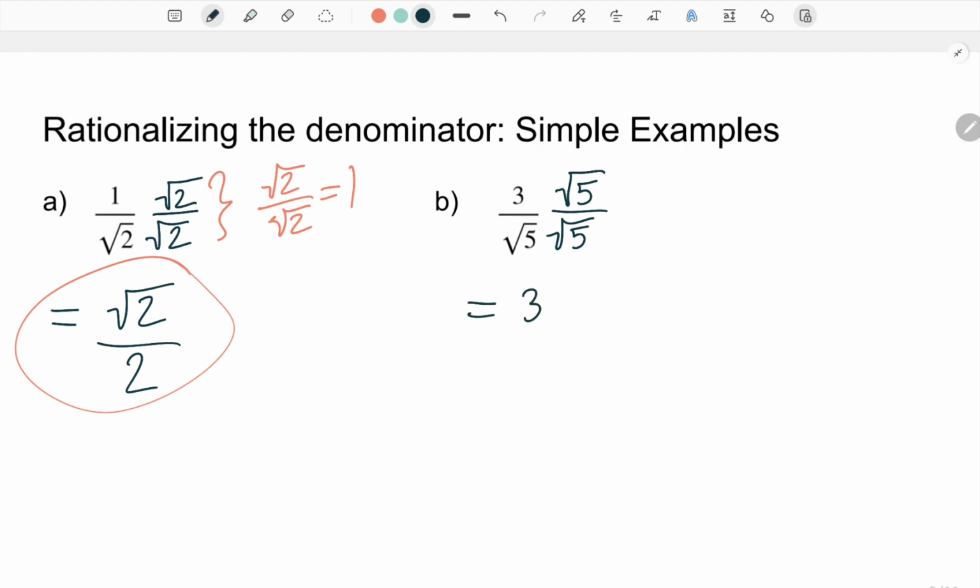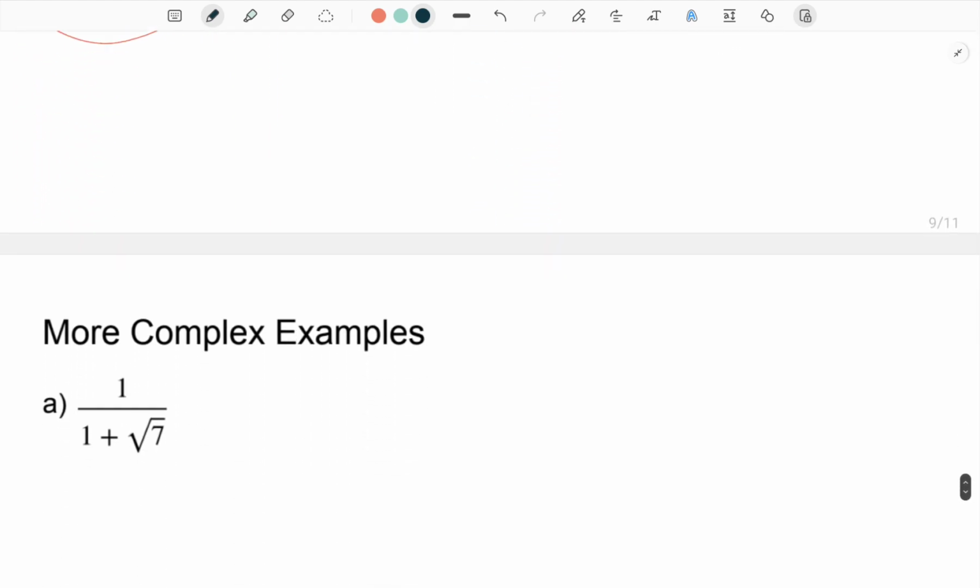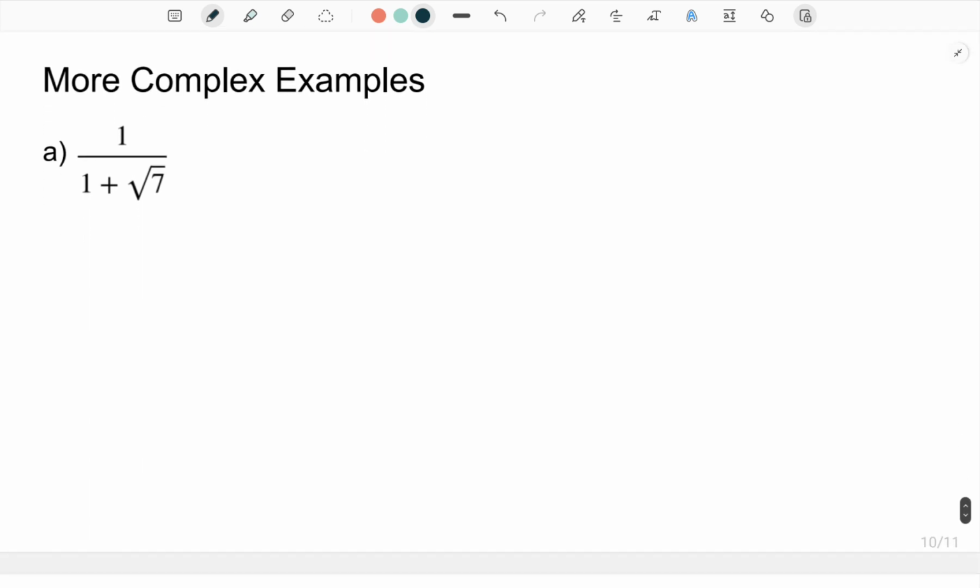Okay, and on the top, 3 times root 5 is just, well, 3 root 5. And on the bottom, root 5 times root 5, just 5. There we go. We've simplified that. So it's good. Things are working out. We can get rid of square roots. Oh, well, we thought so.